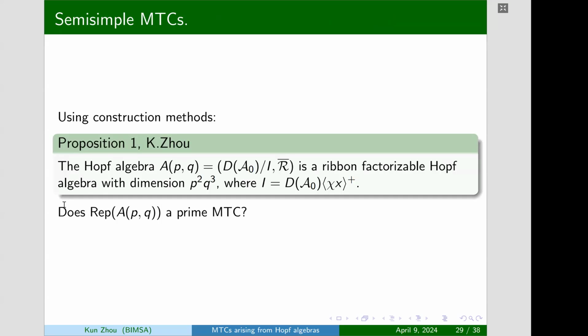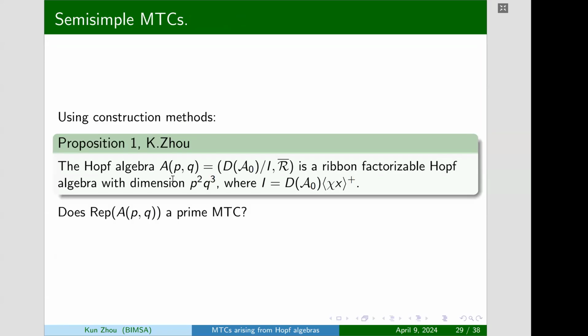Using the above construction methods, we show that if we choose some special central group-like elements in the quantum double of A_0, then we do the quotient, and we will obtain ribbon-factorizable Hopf algebras. Here we denote it by A_{pq}, and A_{pq} has dimension p^4 and 3 power of q. So we want to ask, does Rep(A_{pq}) give a prime modular tensor category?